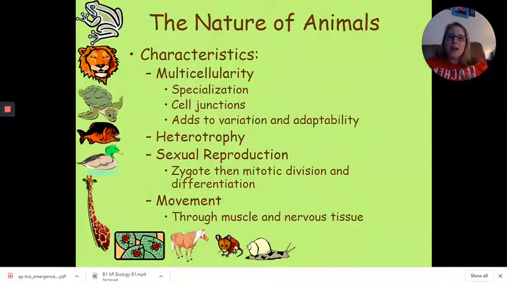In fact, as we go through these, you'll notice a sponge is going to be kind of barely an animal. And one day I'm thinking maybe they will come up with a new category for a sponge, because they have more than one cell, but they're all the same. And they do get food in, so they are heterotrophic. That one's real. They do have sexual reproduction, but they also have asexual reproduction. And then like I said, they do not move externally. They only move internally.